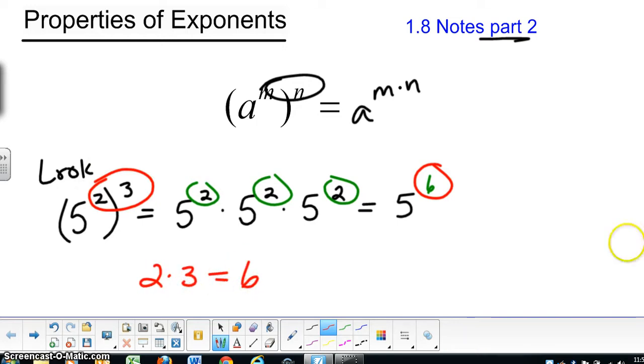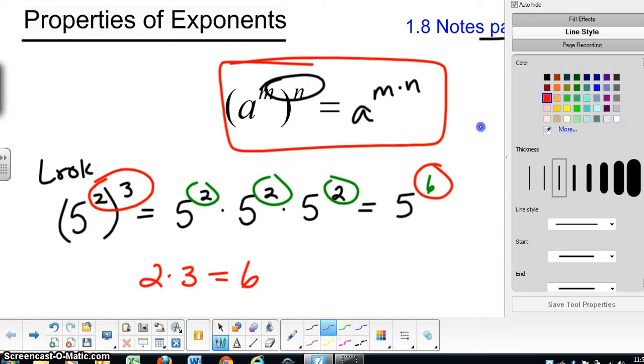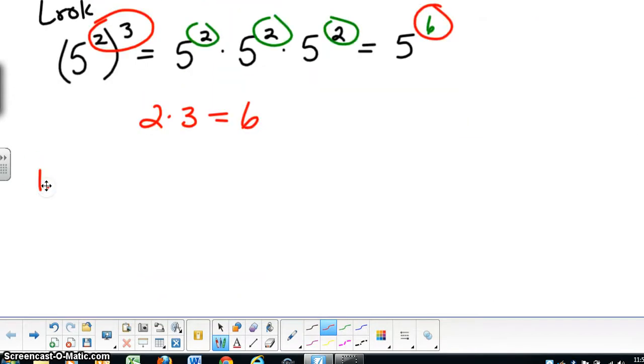So that is where we get our rule that anytime you have a power to a power, you're going to multiply the 2 exponents. So let's practice a few problems. And number 1 looks like this: 8 to the negative 3 to the 4th.